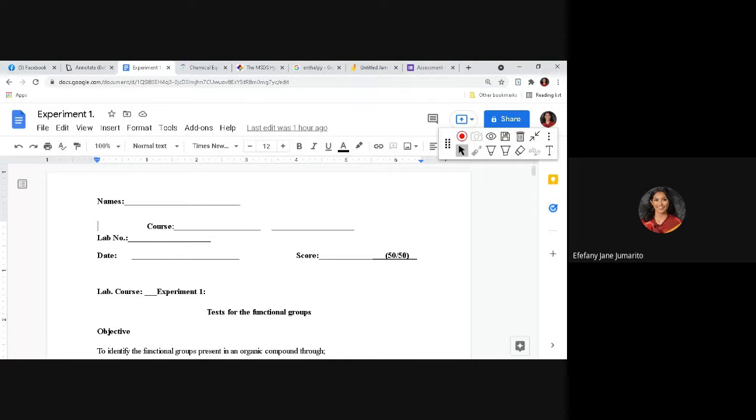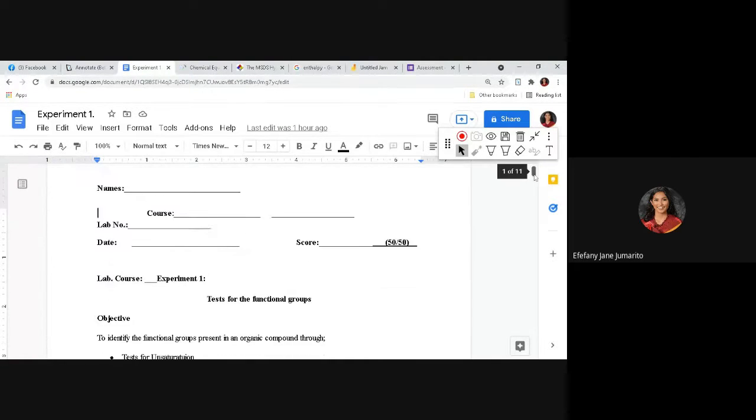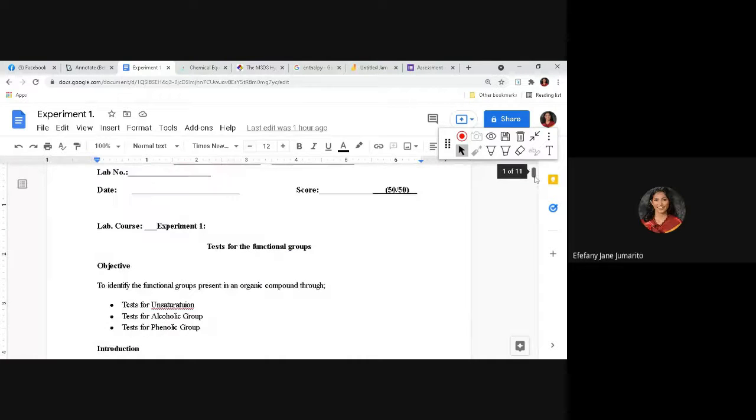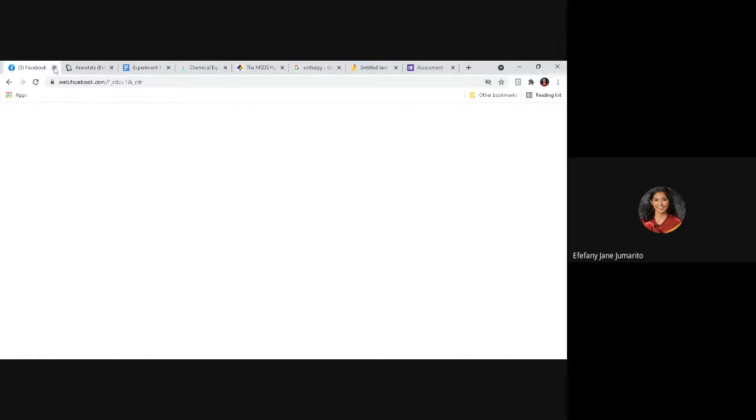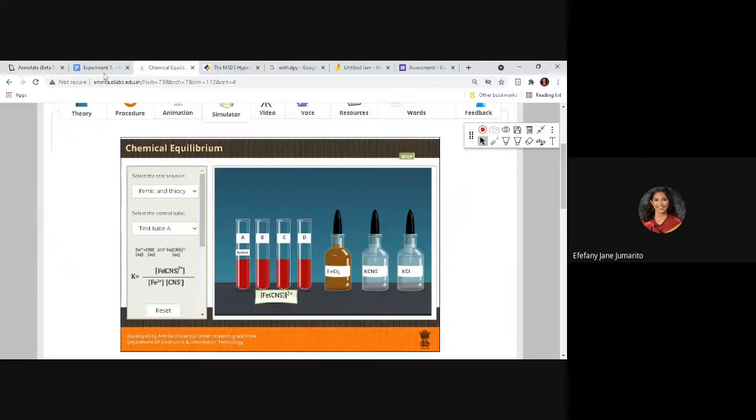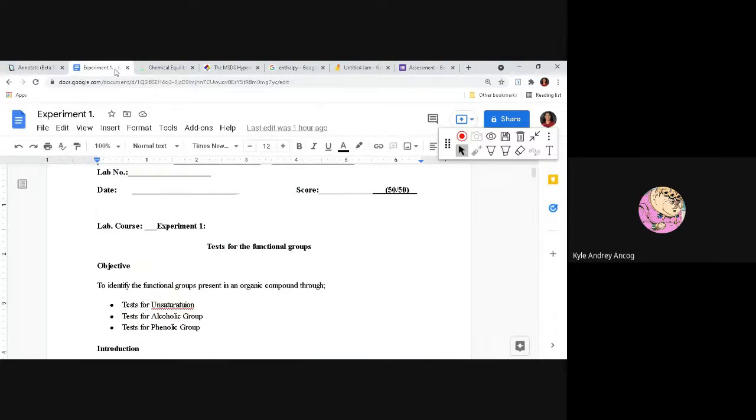Now go to your experiment 2. Okay, let's move on to the ice tables. What if, class, we do the ice table and then you do the laboratory by yourself?